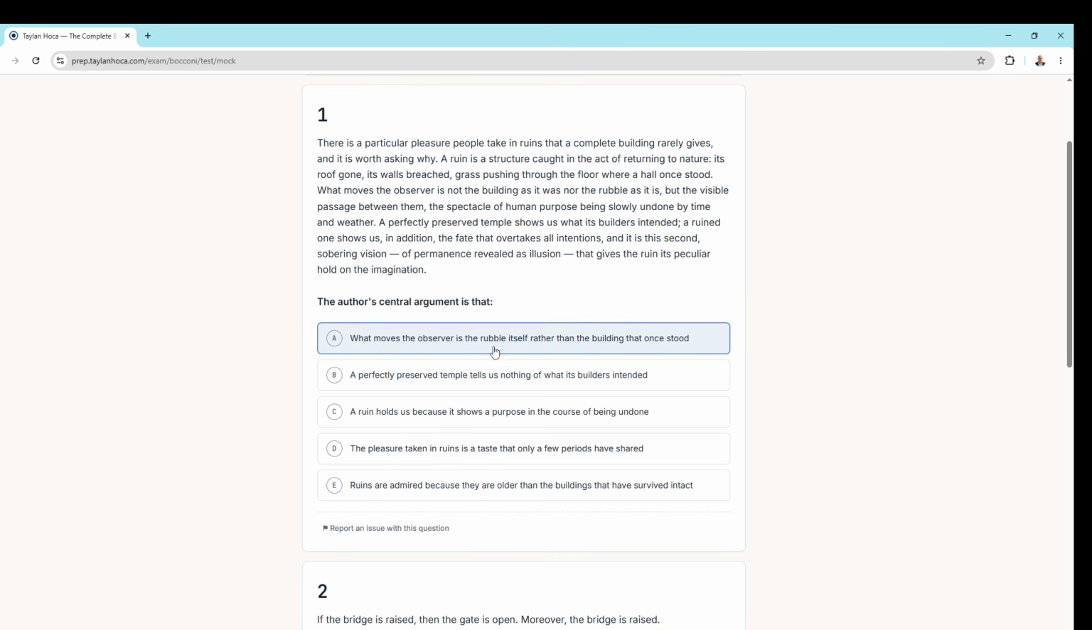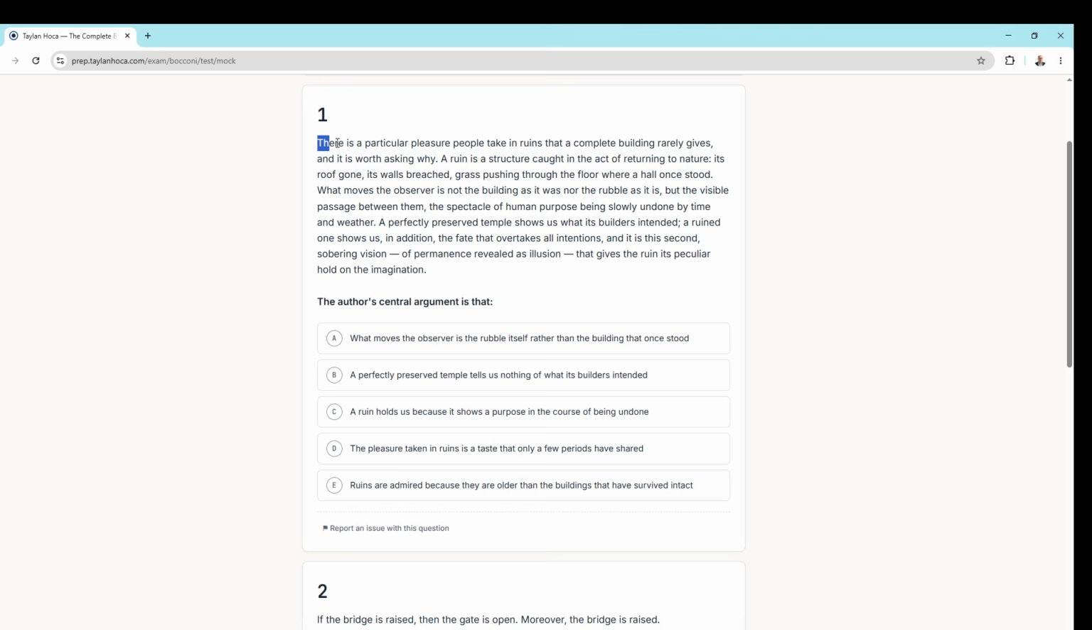What moves the observer is the rubble itself? No, rather than the building. No, no, no. A perfectly preserved temple tells us nothing of what its builder intended. No. A ruin holds us because it shows a purpose in the course of being undone. I don't think so. The pleasure taken in ruins is a taste that only a few periods have shared. No. Ruins are admired because they are older than the buildings that have survived intact. I'm not happy with any of these. Okay, what moves? Okay, let's check.